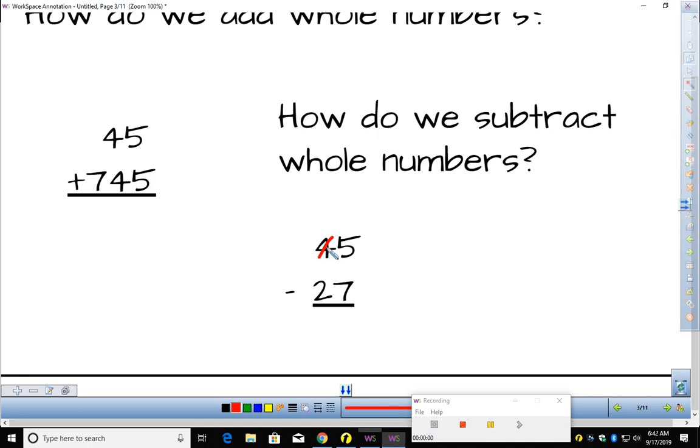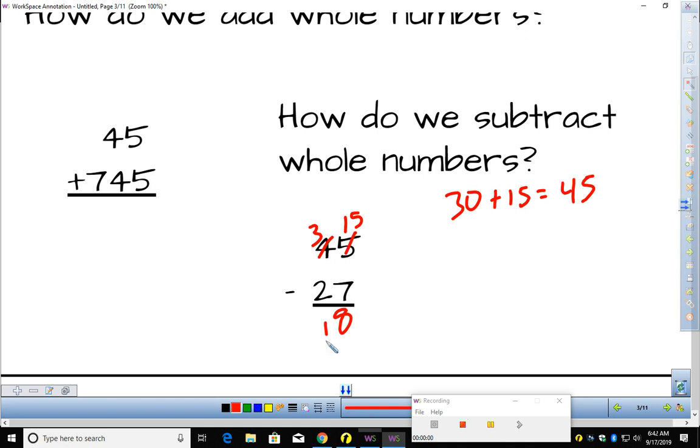I take one of my 4 tens, now I have 3 $10 bills, and I turn it into that. So what I really have now is 3 tens and 15 ones. I still have 45. It's just broken up a little bit differently. But now it's enabled me to do 15 minus 7, take 7 away from 15 and get 8, take 2 away from 3 and get 1.